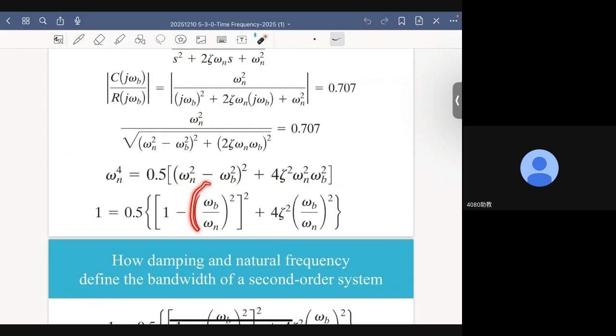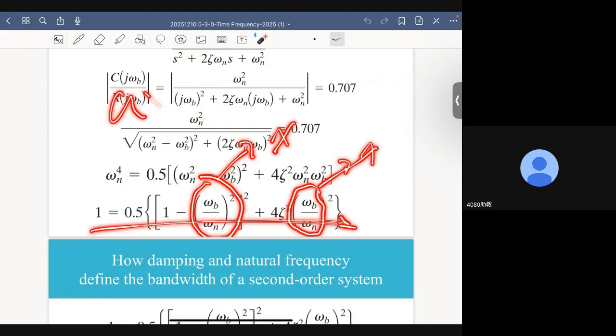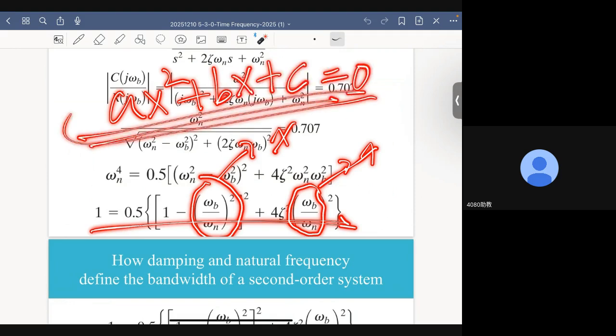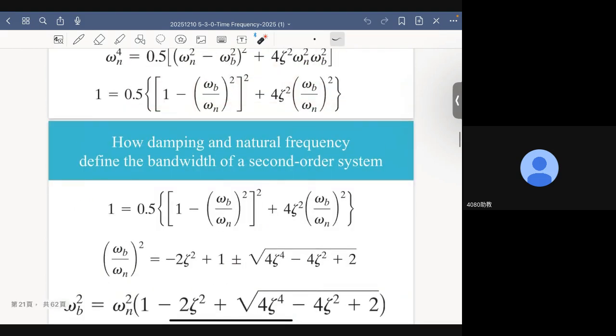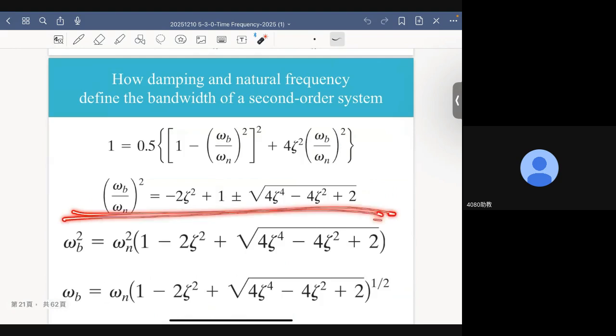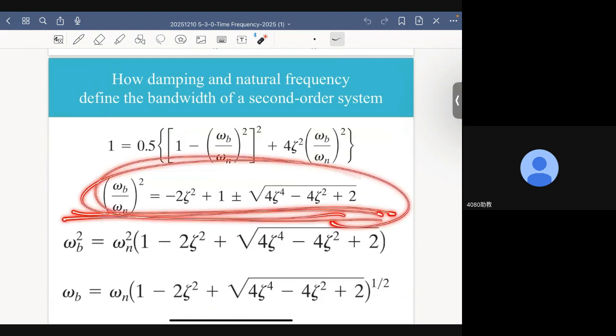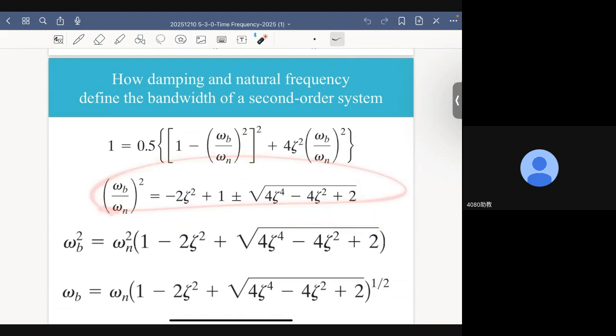Now, think of this as x. All right? Think of it as x. What I will get is a second order polynomial in terms of x. Then I can solve x from this polynomial. And this is exactly what I get by solving such a polynomial. And from here, we can set up this final result.